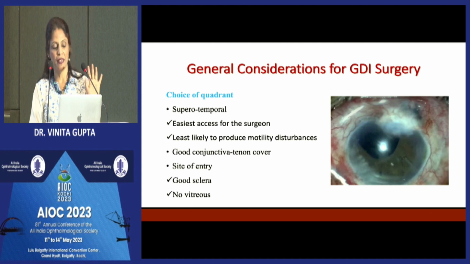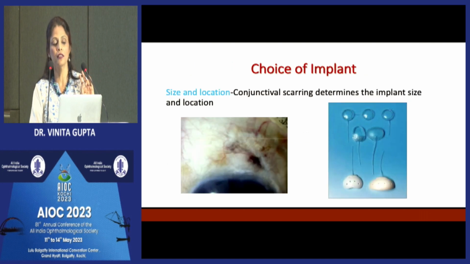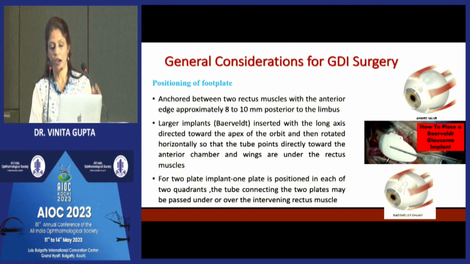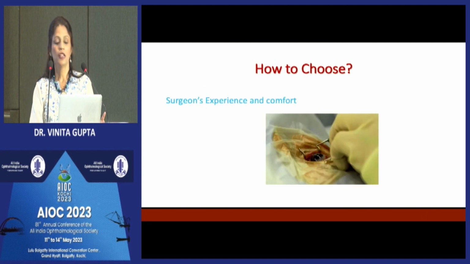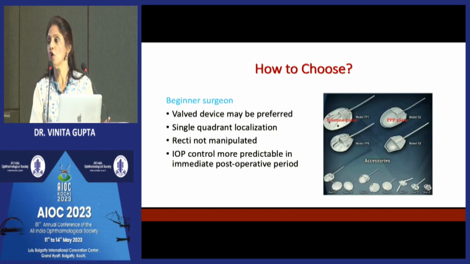Location-wise, supratemporal is the best location. So you have to take care that there is good sclera and no vitreous. The size and implant location, everything is dependent upon the type of IOP control which we want. As I've already mentioned, the footplate is placed in between the two muscles in cases of non-valved implants because of the larger plate size. Patient compliance is also to be taken into consideration. Surgeon's experience and comfort is another important factor which allows us to choose.